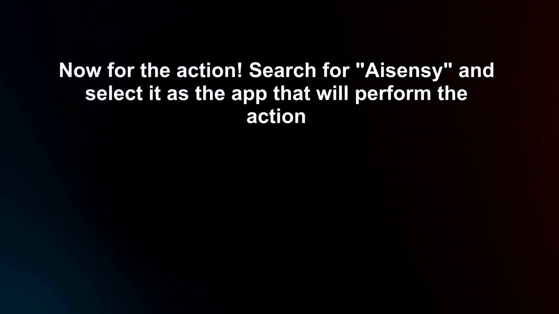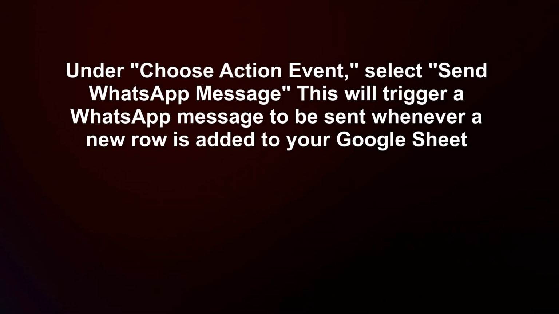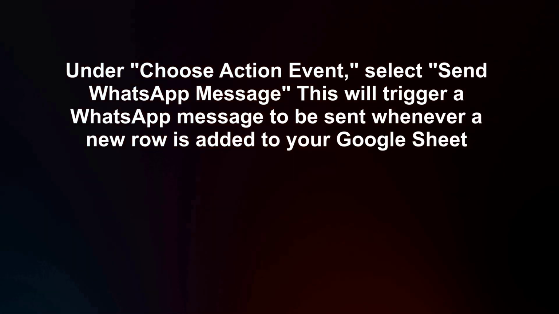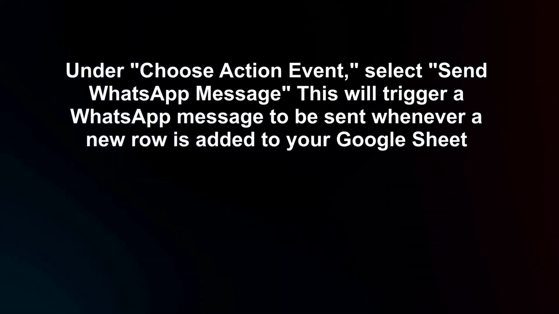Now for the action, search for Aisensy and select it as the app that will perform the action. Under Choose Action Event, select Send WhatsApp Message. This will trigger a WhatsApp message to be sent whenever a new row is added to your Google Sheet.